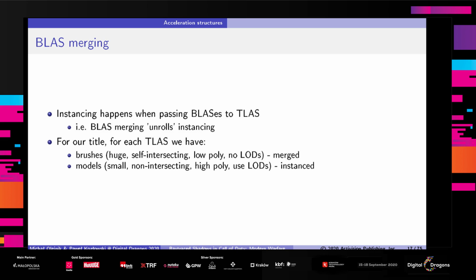We have two main geometry types. One that you have already seen on the screenshots are brushes. Those are spatially huge, self-intersecting, they are relatively low polygon compared to the other type, and they have no LODs, so they are obvious candidates for being merged. On the other hand, we have models, which are used to fill in the detail in the scene. They are very small spatially, and they do not intersect very often. They are relatively high polygon and they use LODs, so to save memory, we can instance them.